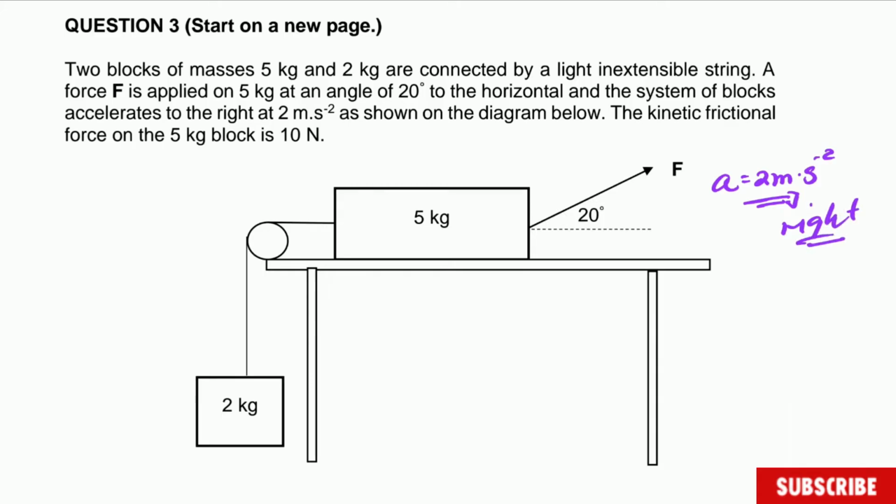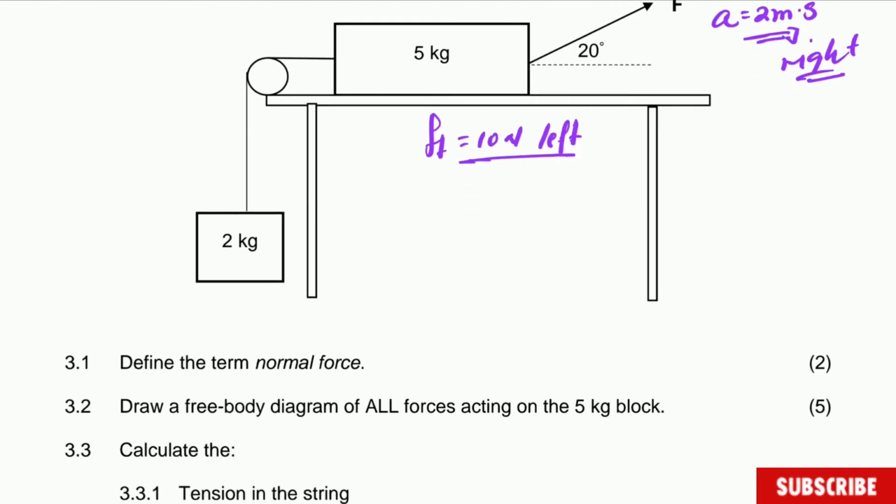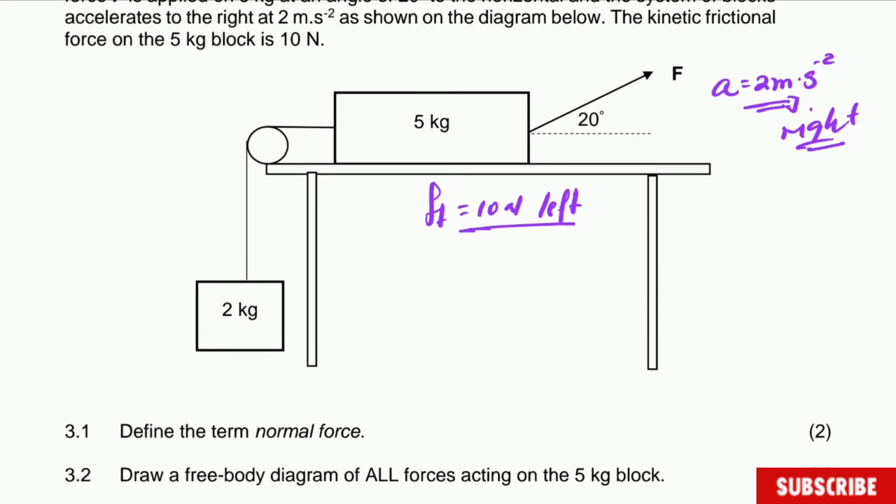The kinetic frictional force on the 5 kilogram block is 10 Newton. We have that the frictional force for this specific block is equal to 10 Newton and is going to be left. If the object is moving to the right, then the frictional force will be pointing to the left. So this is the system that you have here.